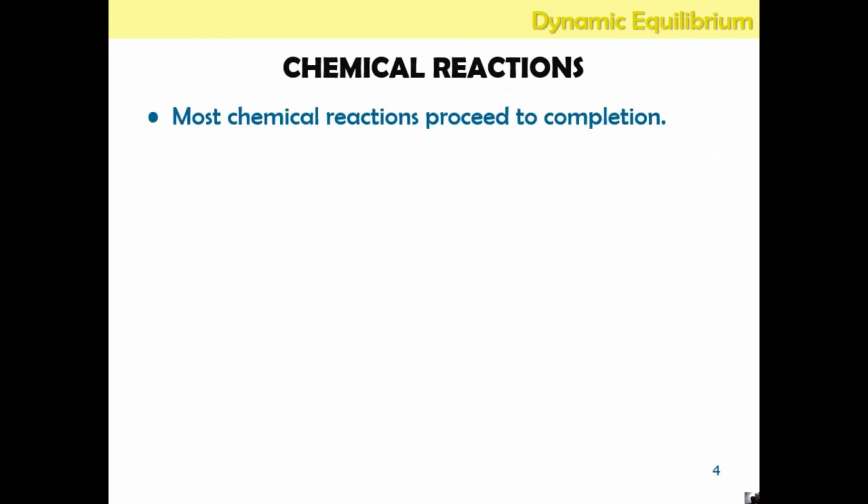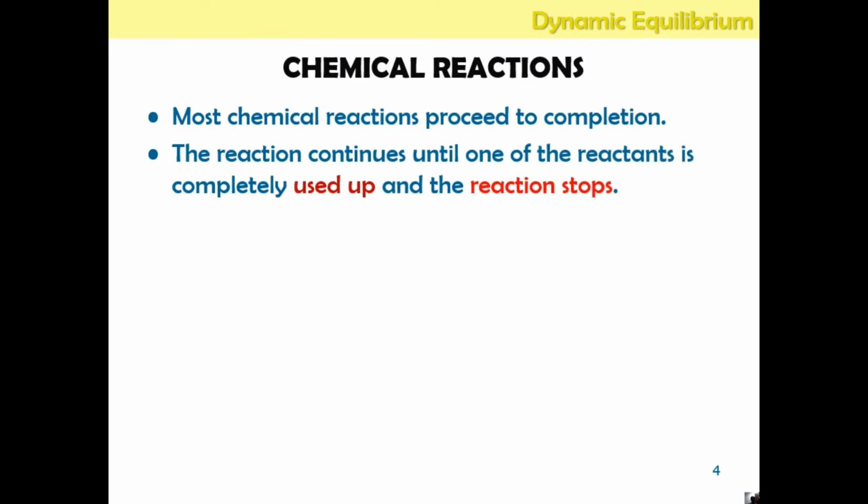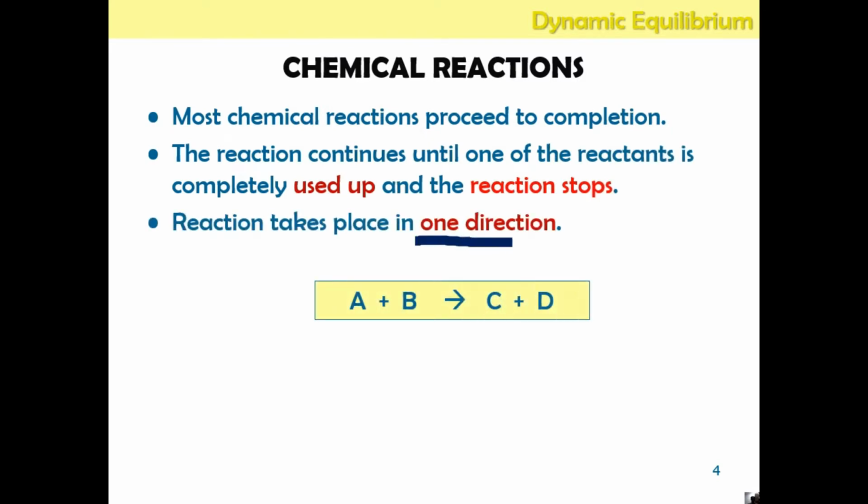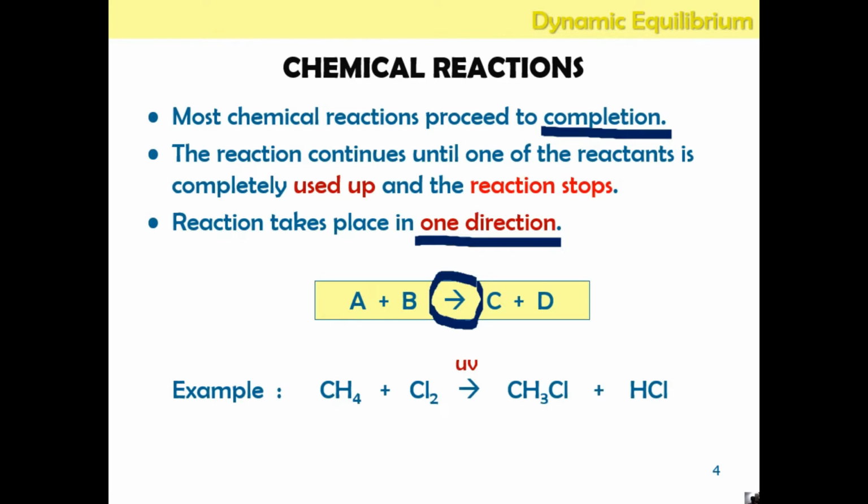There are two types of chemical reaction. The first is the one-direction or one-way reaction. Most chemical reactions proceed to completion. The reaction continues until one of the reactants is completely used up and the reaction stops. So the reaction takes place in one direction, using one arrow. The example is CH4 methane reacting with chlorine under UV, using one arrow, and the products are chloromethane and HCl.